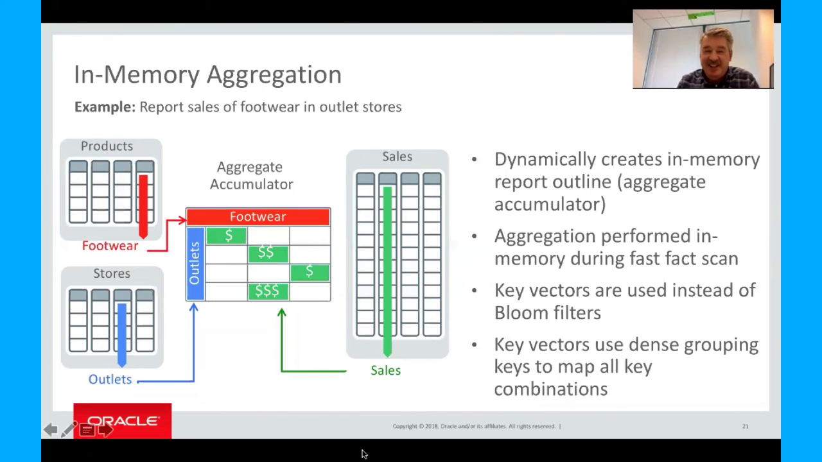Anything to add there? No, I think you covered it all.